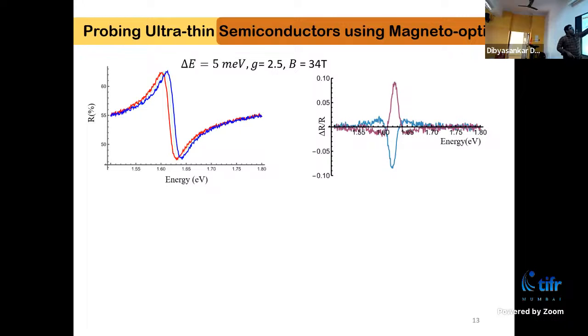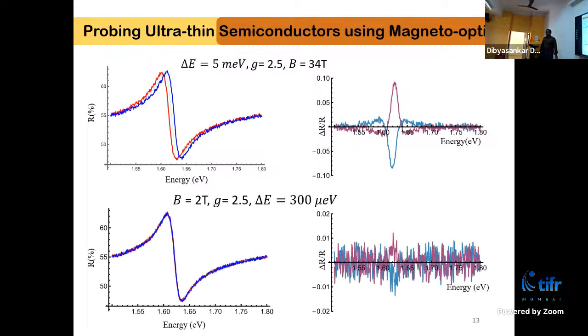And for a G factor of 2.5. The red and blue curves are for two circular polarized lights, and I take a difference between red and blue. If I subtract blue from red, I will have a peak. If I subtract red from blue, I will have a dip like this. But the thing is, I showed the 34 Tesla is available in some part of the world, but I cannot go there. What I have is a 2 Tesla magnet. So for the same system with a 2 Tesla magnet, what will I see?